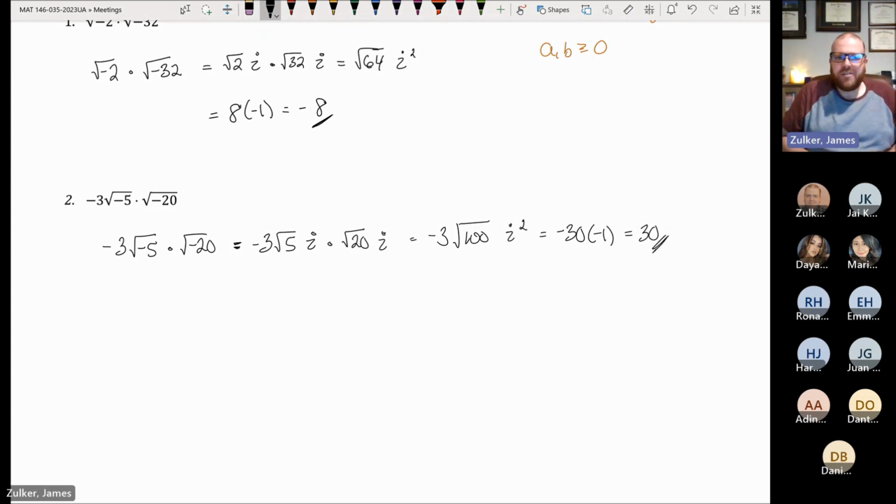Square root of 100. We will be examining i to the 4th a little bit later. So what is the square root of 100? It's 10, isn't it? And then 10 times -3 is -30.